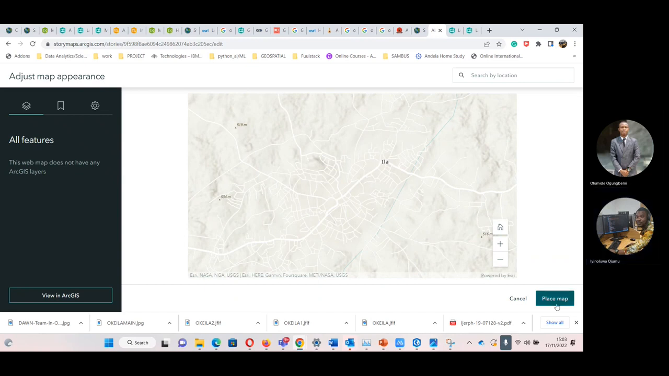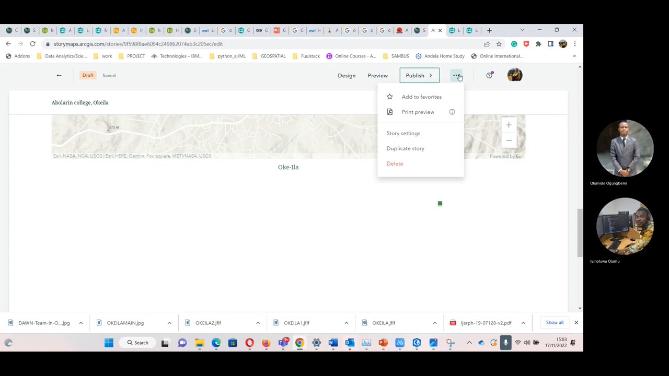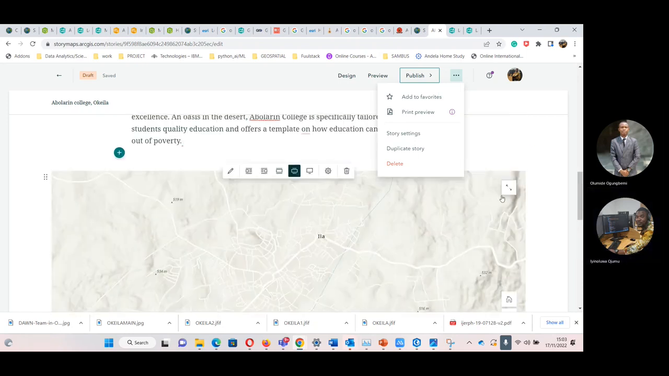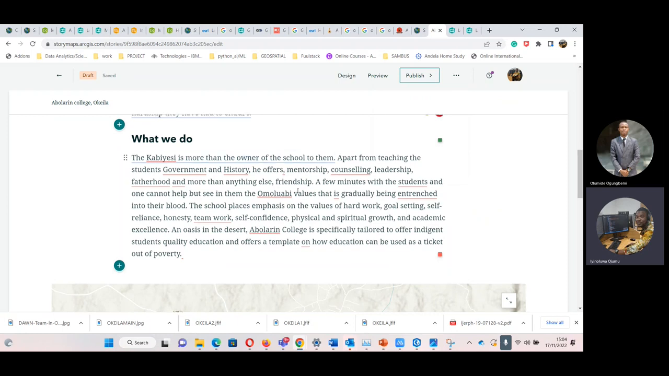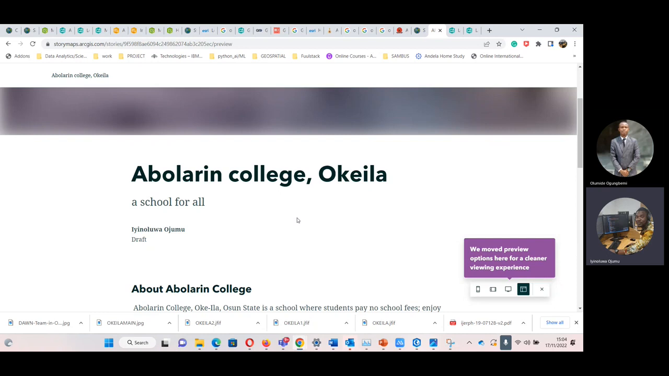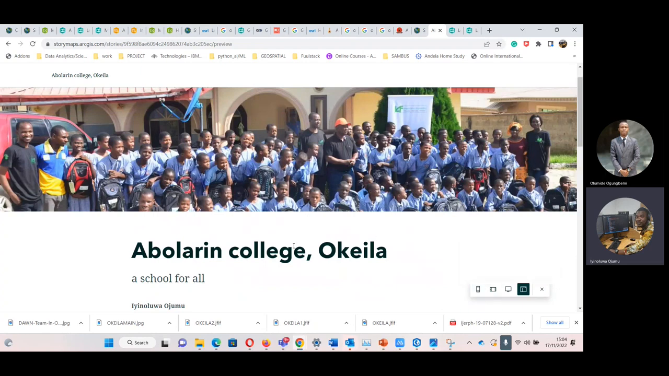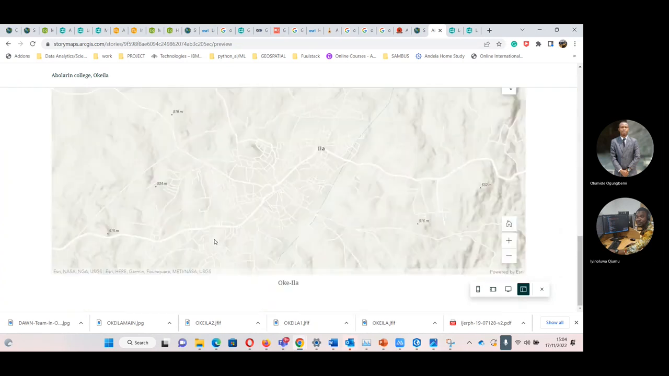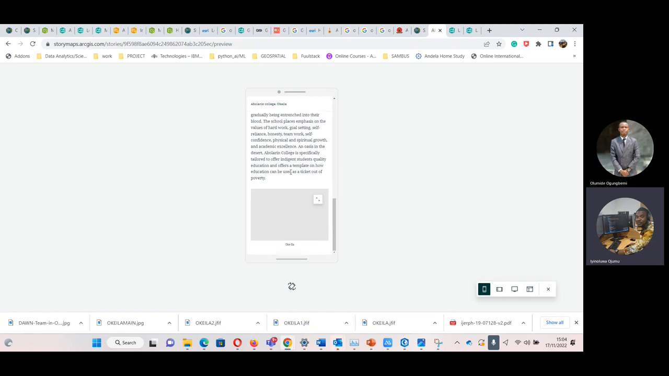I can share this map. I can say this is Abolarin College. Okay, so this is just a little bit. I'm just showing you how we can do this. And you can also preview. You can preview your work, preview your story so that you can see how it will look. So this is how it's going to look. I can preview how it's going to look on phone. So this is how it's going to look on phone in case you send it to somebody.